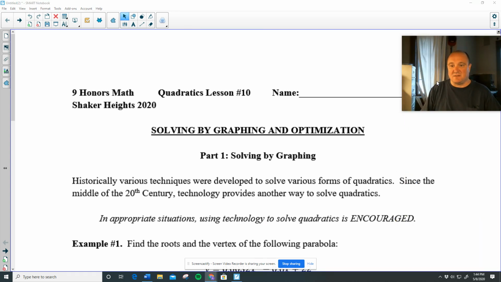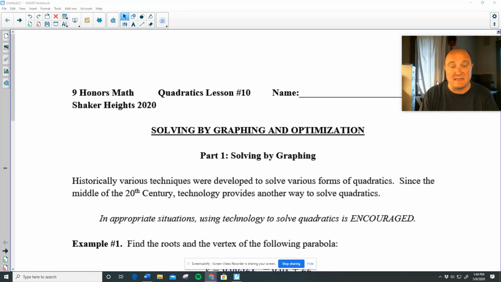Today's lesson is going to be in three parts, and it is about first solving by graphing, which many of you have done before. So this is going to be the short part, and then we're going to talk about something called optimization, which is a really cool idea. One of the greatest applications of math, of algebra and calculus.